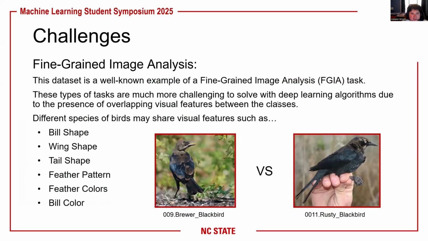One of the challenges we faced with this task was that it is an example of a fine-grained image analysis task. This is a task where the classes have overlapping visual features between them. So in this instance, multiple species of birds might have the same bill shape, wing shape, tail shape, etc., and only differ in a few visual features.